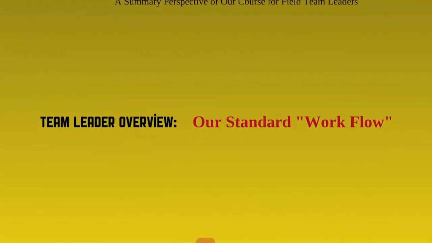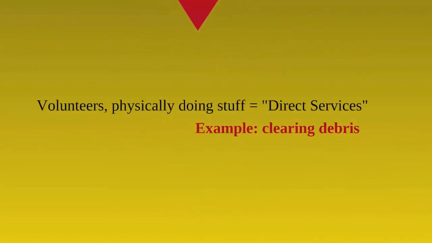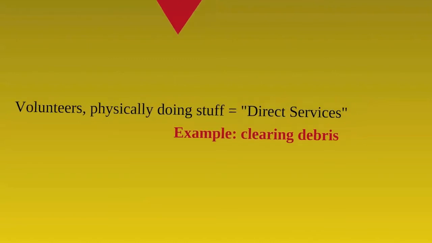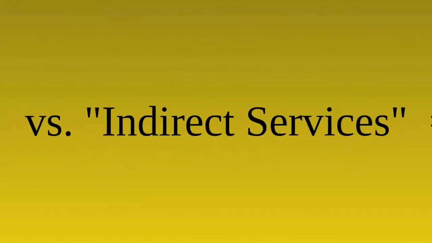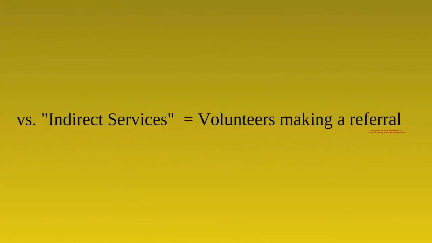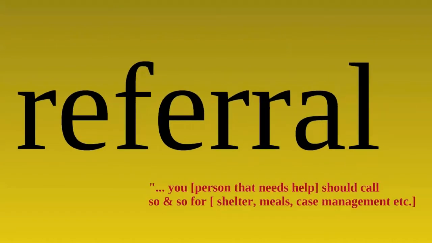There's two types of services that we provide in the field. Direct services, which is a physical service. An example would be clearing debris after an earthquake. And that's versus indirect services, which is a referral. Here you can think verbal versus physical work. So, disaster survivor, you should call this person to get the service that you're in need of.